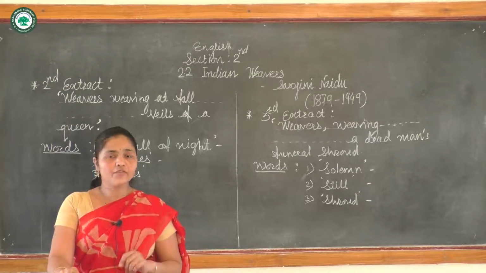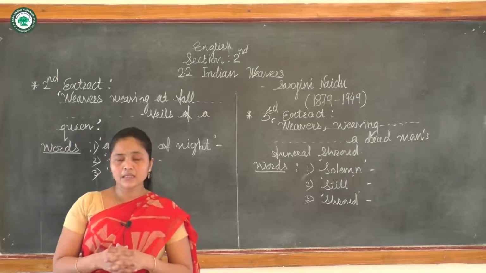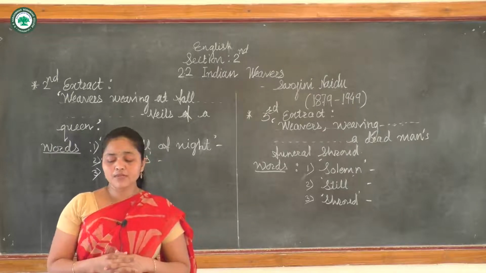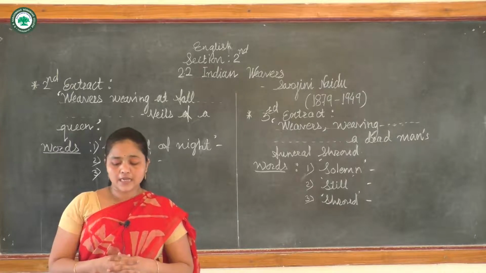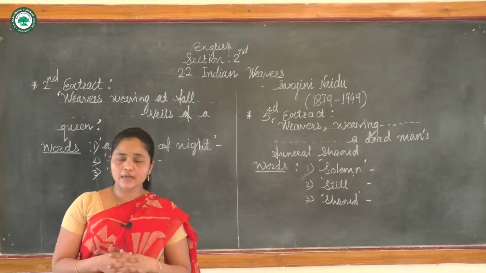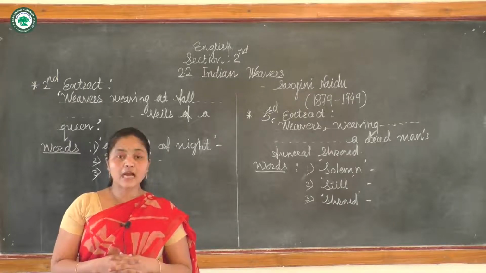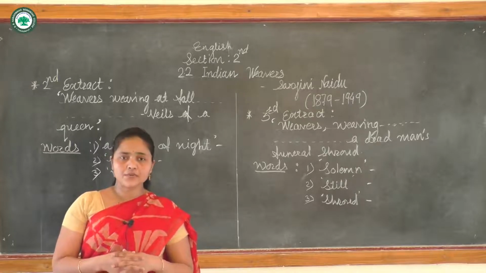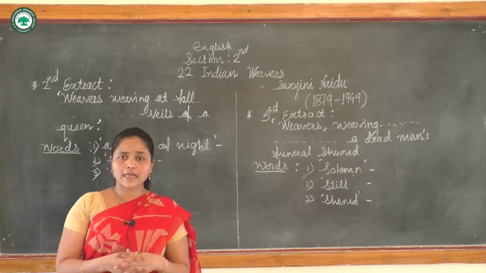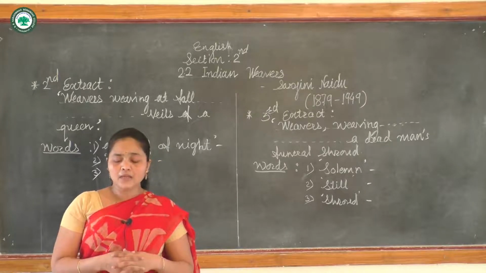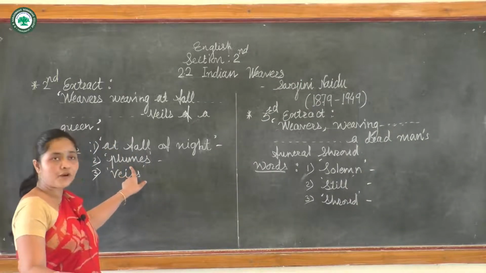At this time of evening, the Indian weavers are weaving a garment, and Sarojini Naidu asks them, why do you weave a garment so bright? So Indian weavers, this garment you are weaving looks so bright, like the plumes of a peacock. Plumes means soft feather.